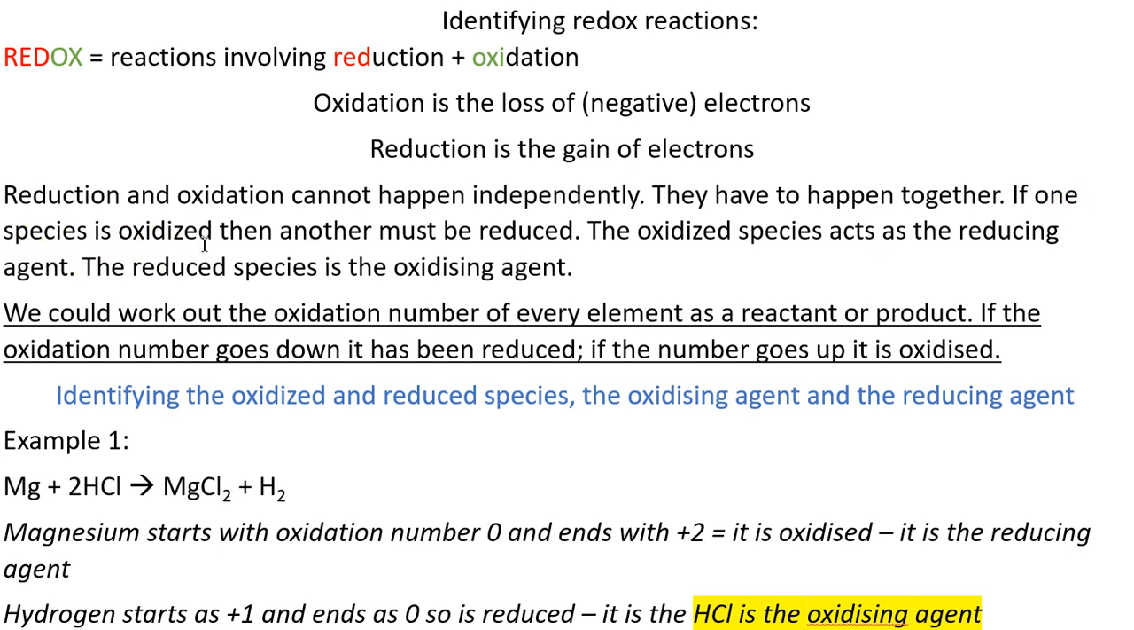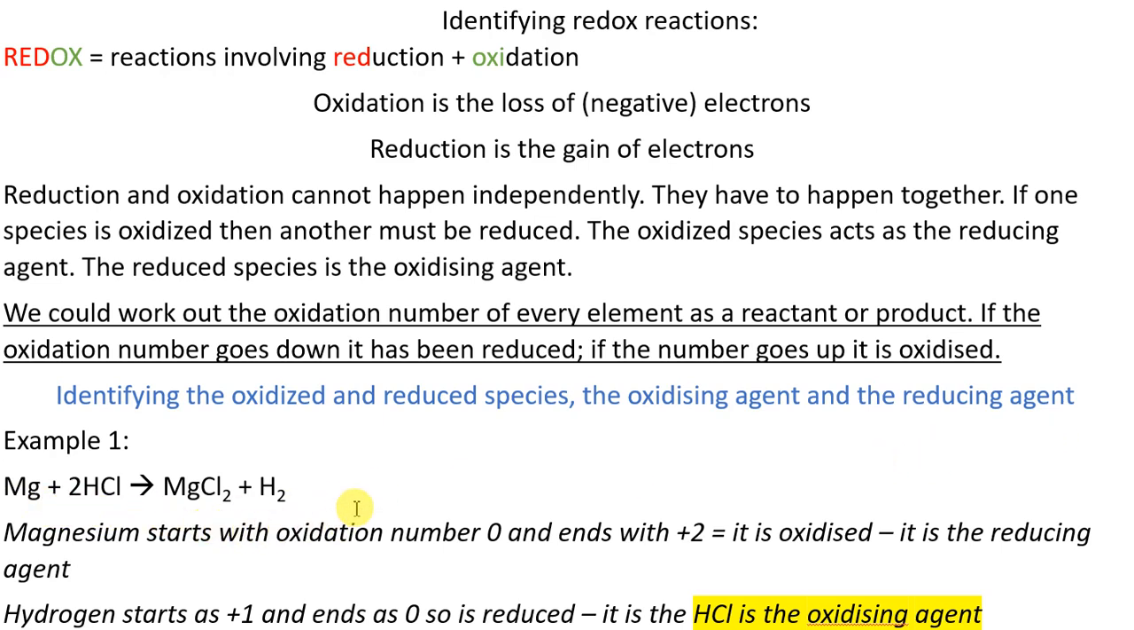If one species is oxidized, then another must be reduced. The oxidized species acts as the reducing agent. The reduced species acts as the oxidizing agent. We could work out the oxidation number of every element as a reactant or product. If the oxidation number goes down, it's been reduced. Clearly, going down is reduced. If the number goes up, it's oxidized. So, identifying the oxidized and reduced species, the oxidizing agent and the reducing agent.